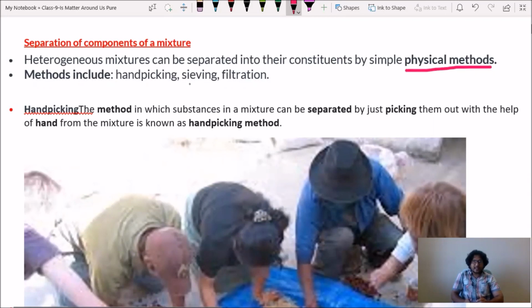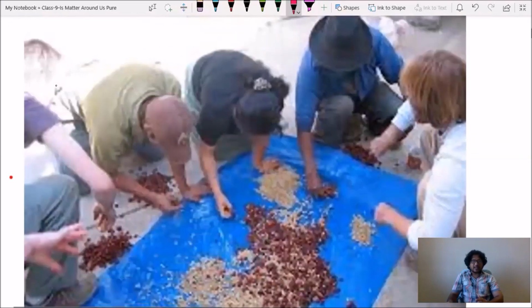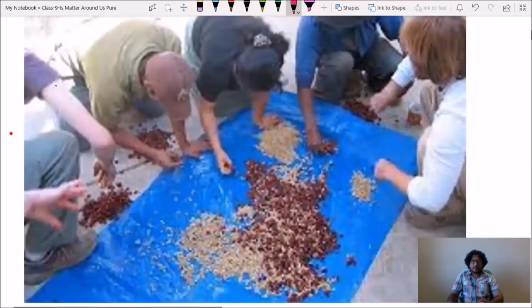What are those few physical methods? Hand picking, sieving and filtration. These are very simple techniques to separate components from the mixture. We know what is hand picking. In the name itself, we can observe the method: separating substances in a mixture just by picking them out with the help of hand is known as the hand picking method. In this picture, you can observe a few people using their hands to separate the components of a mixture.